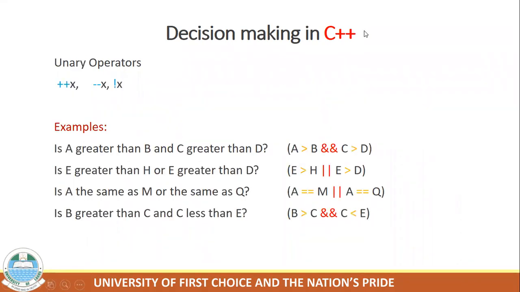Now, we also have what we call the unary operators. Unary means it works on just a single variable. It tests just, let's say, a variable. So one of the unary operators is the double plus, which stands for increment by 1. The double minus stands for decrement by 1.